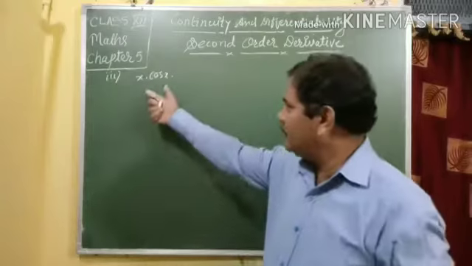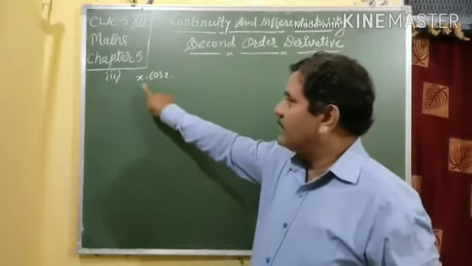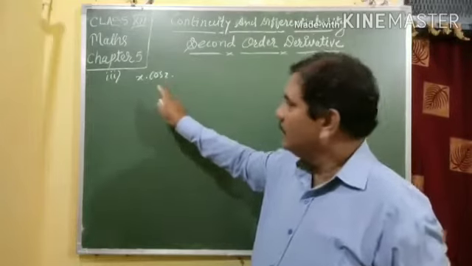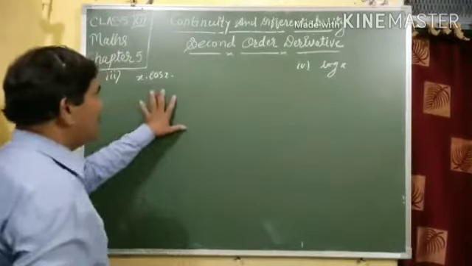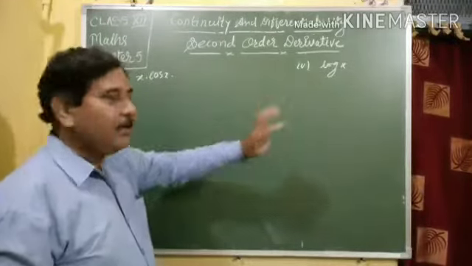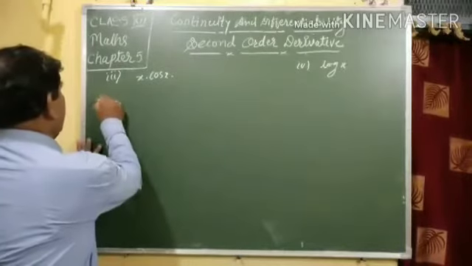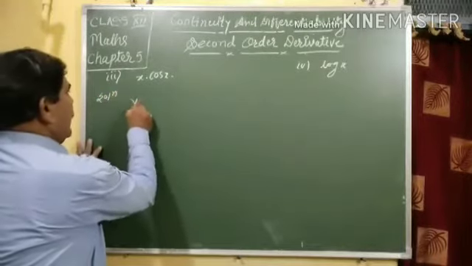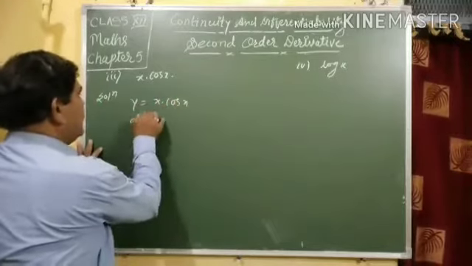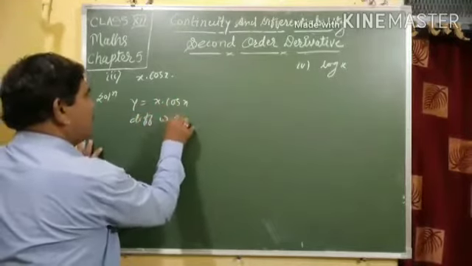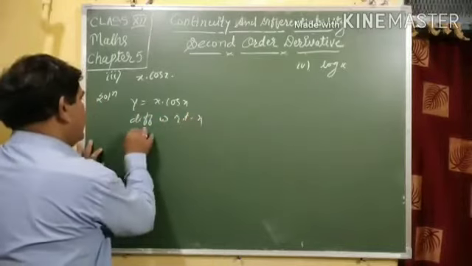Now student, question number 3. x into cos x. We have to differentiate double. We have to find the second order derivative. So solution I am taking. Solution, y is equal to x into cos x. Now differentiate with respect to x. So dy by dx.